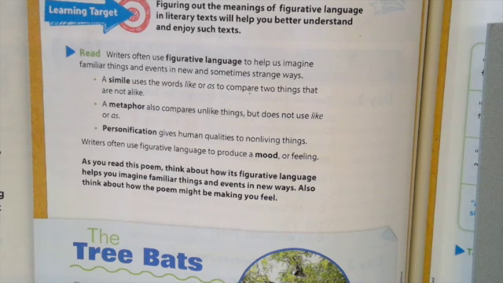Writers often use figurative language to produce a mood or feeling. As you read this poem, think about how its figurative language helps you imagine familiar things and events in new ways. Also, think about how the poem might be making you feel. So we're going to read the poem, and then we will look at the next page about some things that we read. We'll identify the type of figurative language that it is and what that figurative language actually means.